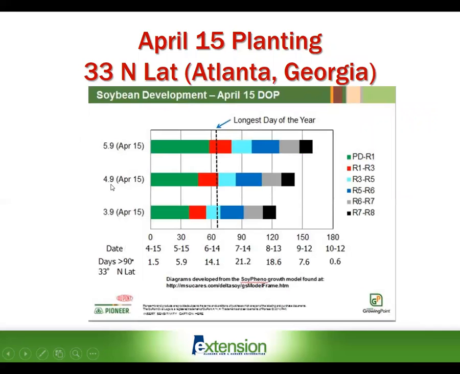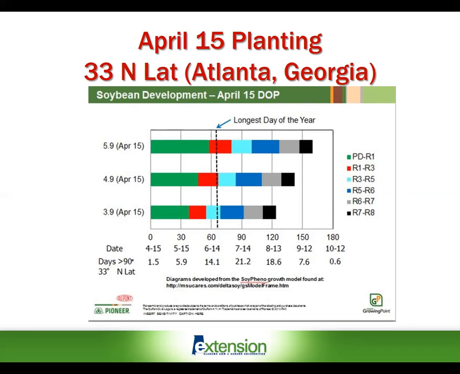Now, when we look at a late Group 4, if we were to plant it April 15th, and that's at 33 degrees north latitude, this is about where Birmingham and Atlanta sits, you can see that when we plant in the middle of April, we're getting past full bloom into early pod set, and you can see that this tends to go more to when our longest days of the year are. This means that there's more sunlight.